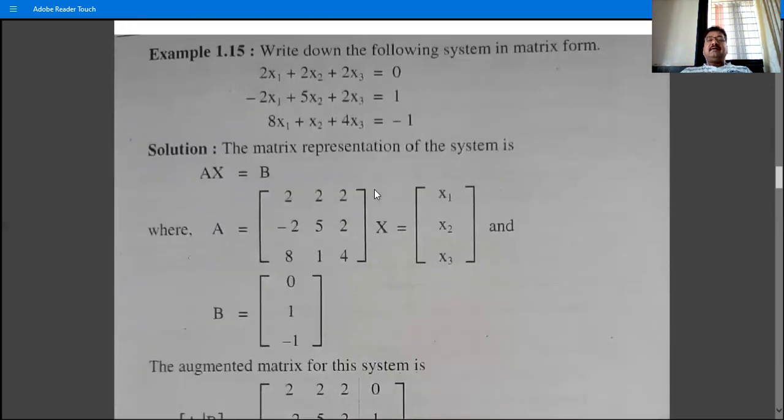We will see examples of these two methods in the next lecture. That is, we will see the solution of systems by using either the Gauss elimination method or the Gauss-Jordan elimination method. So we will see the examples in the next lecture.